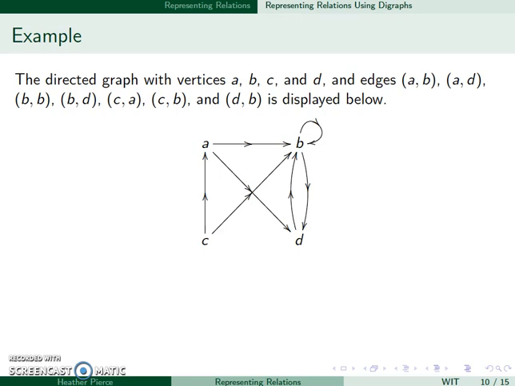So for example, here's a digraph. In particular, we have the edges AB, AD, BB, BD, CA, CB, and then DB. So these can be used representing relations.